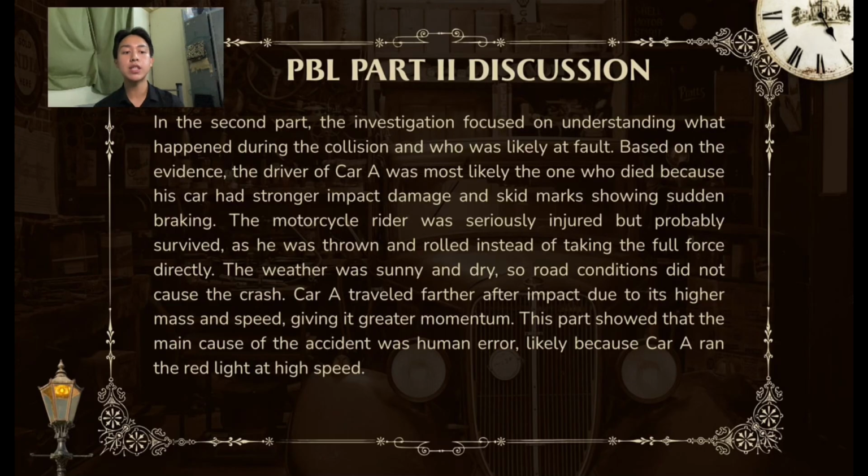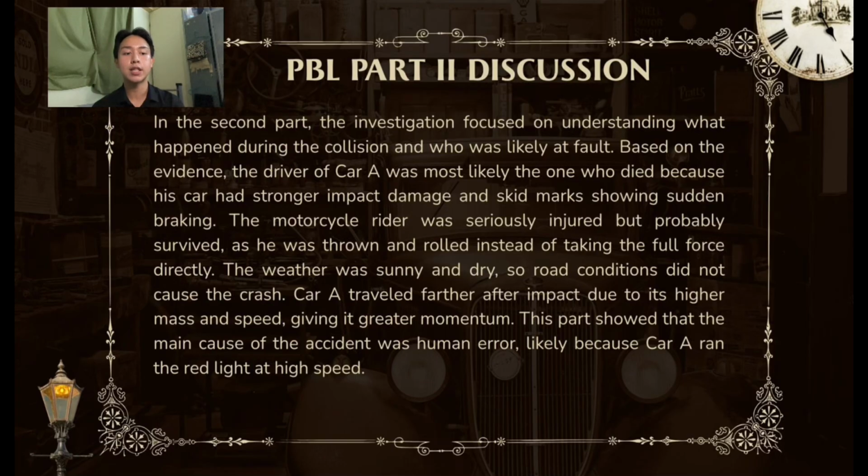Meanwhile, car B showed no skid marks, meaning it was likely moving slower or had less time to react. The motorcycle rider was seriously injured, but probably survived, since the evidence showed that he rolled several times before stopping, meaning the energy was spread out instead of absorbed all at once.